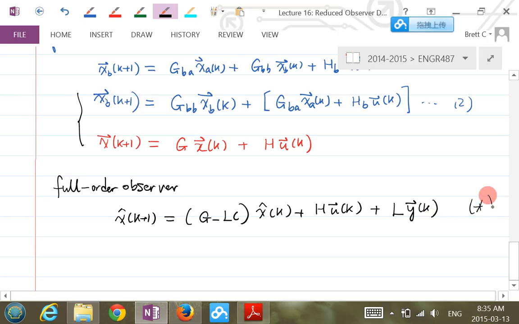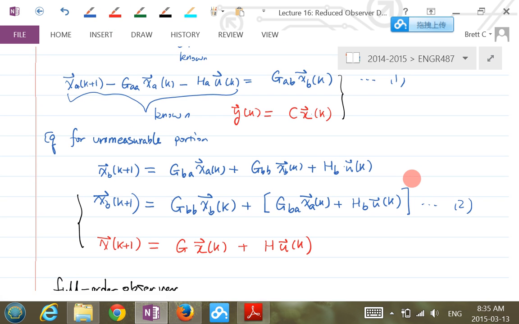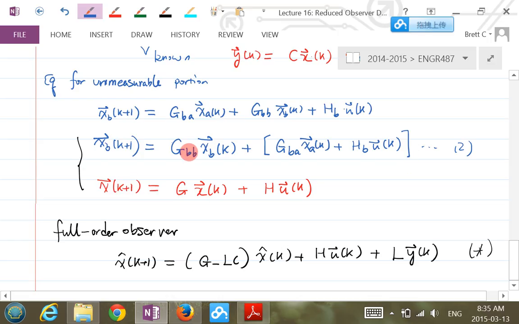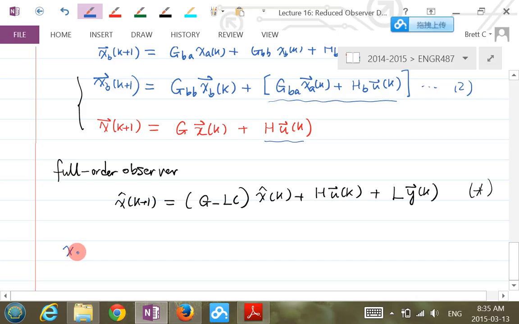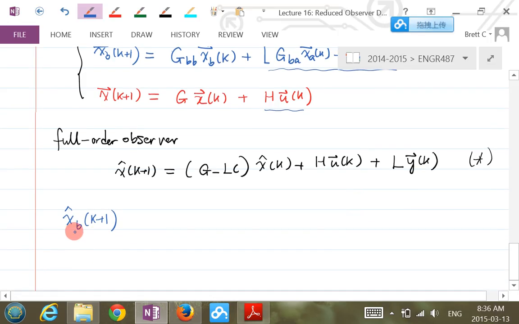So then, if I use a little bit of energy here, let's say I consider this whole left side as y of k, consider this GAB as a C, consider XB as the X, and over here consider the GBB as this G, and consider this whole bracket as the H u of k. So then what are we doing now? We're designing a reduced observer for XB. So we're trying to obtain a relationship for XB hat.